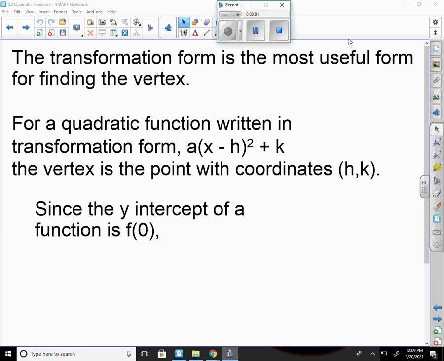The transformation form is the most useful form for finding the vertex. For a quadratic function written in the transformation form, a times x minus h squared plus k, the vertex is the point with the coordinates h and k. So if I'm given this form, all I need is the opposite of this number, because it's going to be a minus, so you're always going to switch it, and this number. And that gives me the coordinates of my vertex.